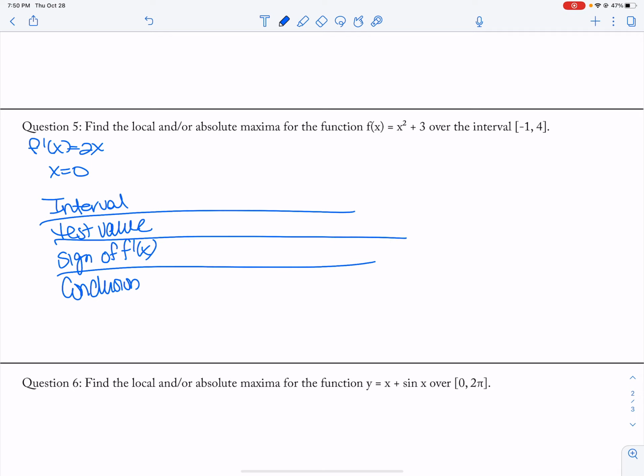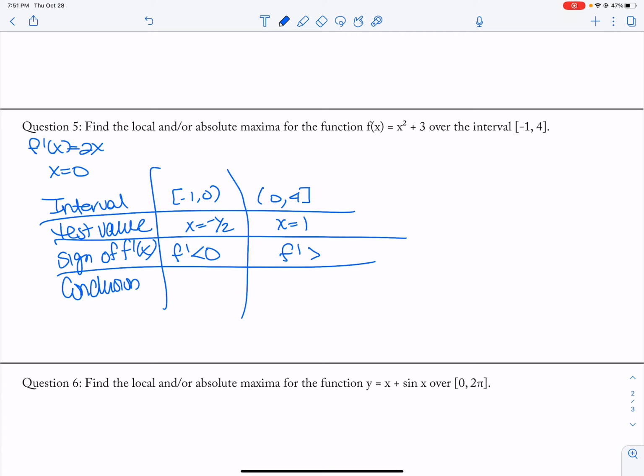Okay, so now what I have is from negative 1 to 0, and then I have from 0 to 4. So I get x is equal to -1/2 and x is equal to 1. So then when I plug that in, I get f prime is less than 0, and then f prime is bigger than 0. So this is decreasing and increasing. So I have a minimum value there.